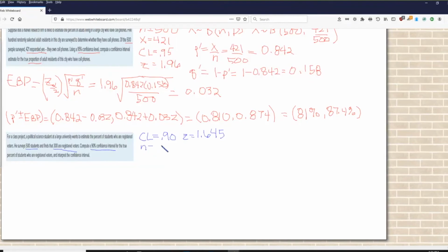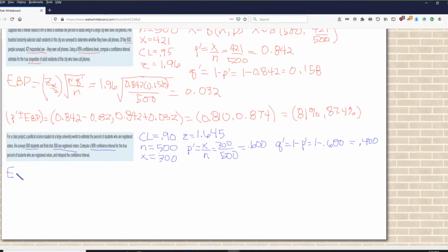I'm given 500 students. And I've got the number of successes. Number of successes are 300. That's going to give me a p prime is going to equal x, my number of successes, over number of trials. So that's going to be 300 over 500, which is going to give me a 0.600. You can also just say 0.6. That means my Q, my estimated proportion of failures, is going to be 1 minus p prime. 1 minus 0.600 is going to give me 0.400. You can also just write that as 0.4.